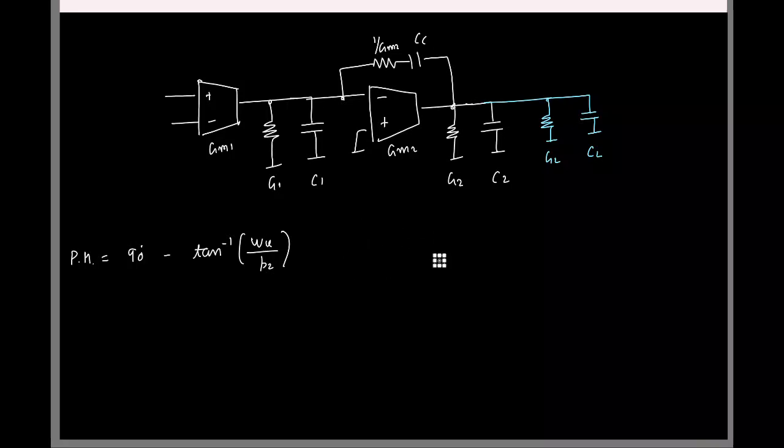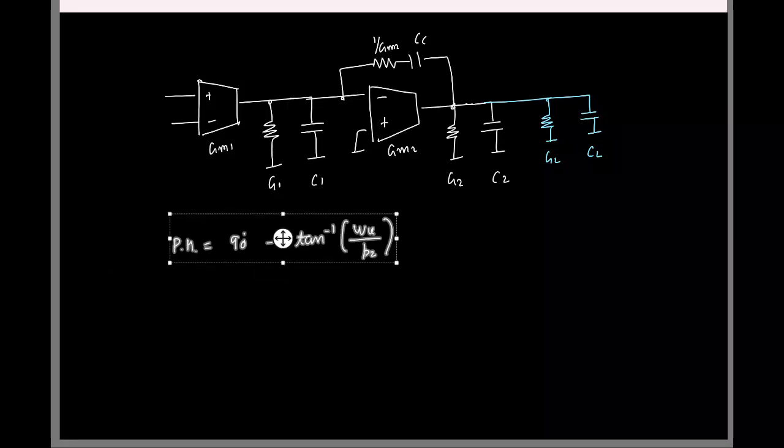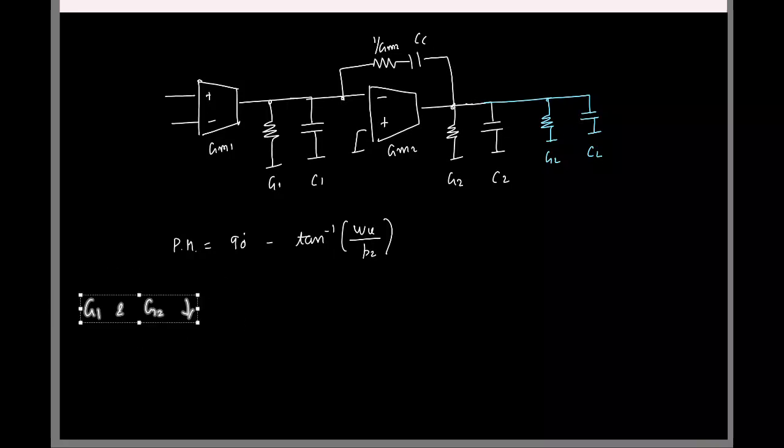And the other part I wanted to discuss is the second part of the question: what will happen to the phase margin if I go and reduce the intrinsic conductances? So first, can you tell me what is the unity gain frequency here?